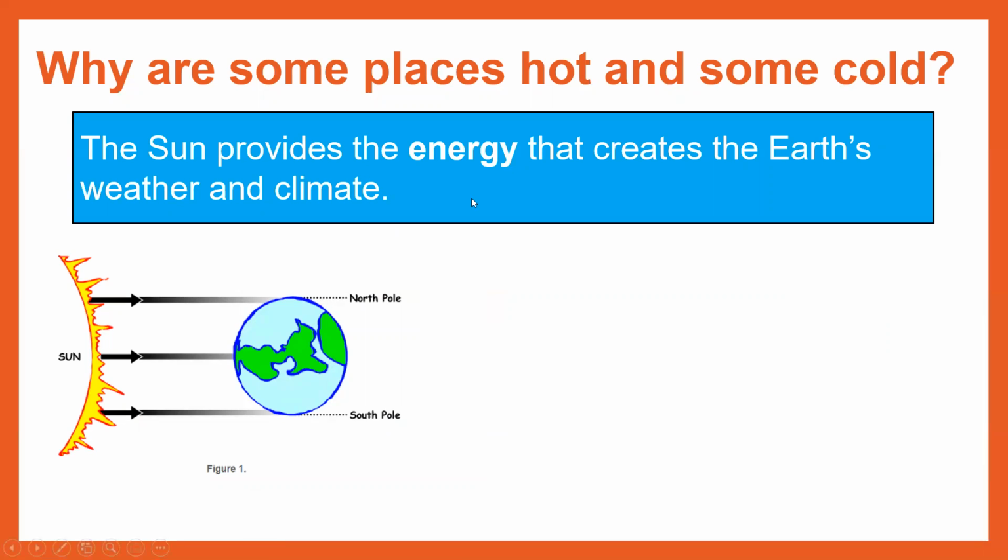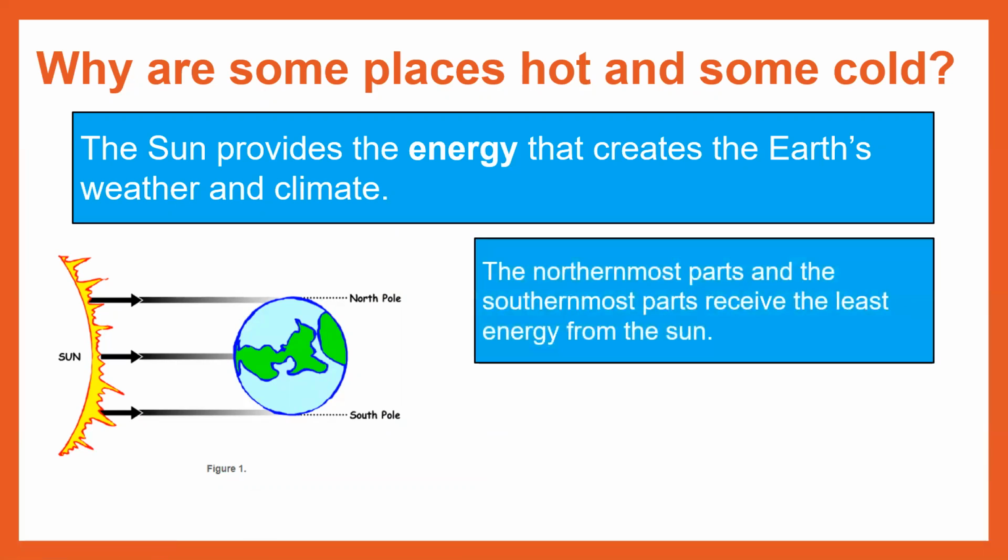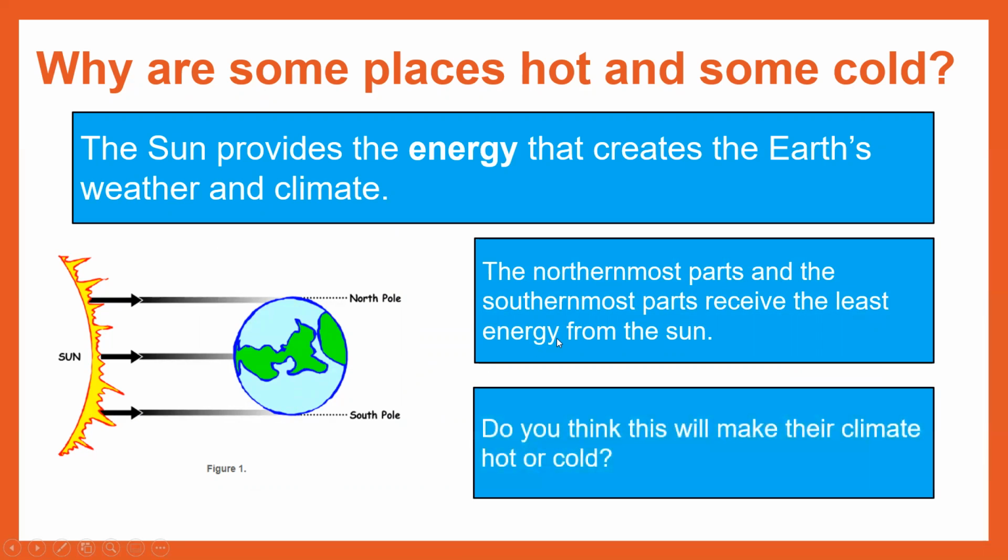So why are some places hot and some cold? Well, the sun provides the energy that creates the Earth's weather and climate. The northernmost parts and the southernmost parts receive the least energy from the sun, as you can see. Look, the energy has to travel a longer distance to get the same amount of sun. So what do you think? Do you think this will make their climate hot or cold? How about you tell the screen?